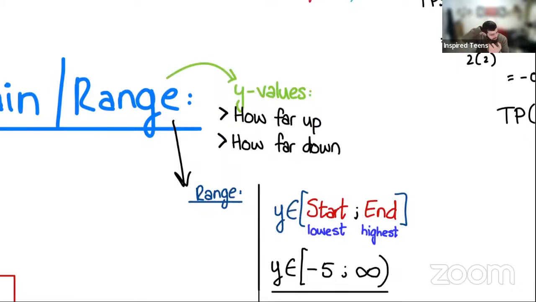So the y values of the graph. What are all the y values of the graph? Can you give us an interval that represents all the y values of the graph, where they start and where they end? How far up, because it's talking about y values, how far up does the graph go? How far down does the graph go? That explains it as well.